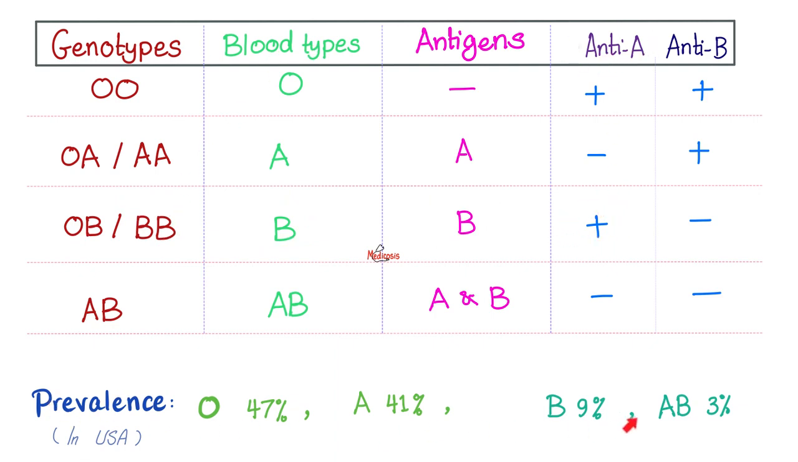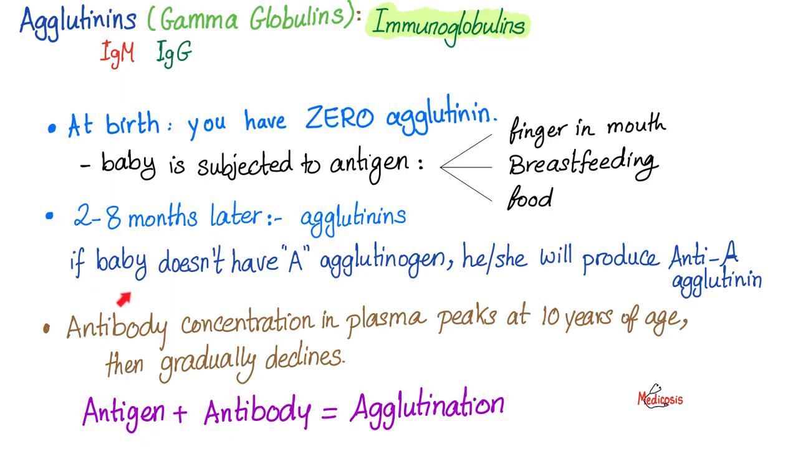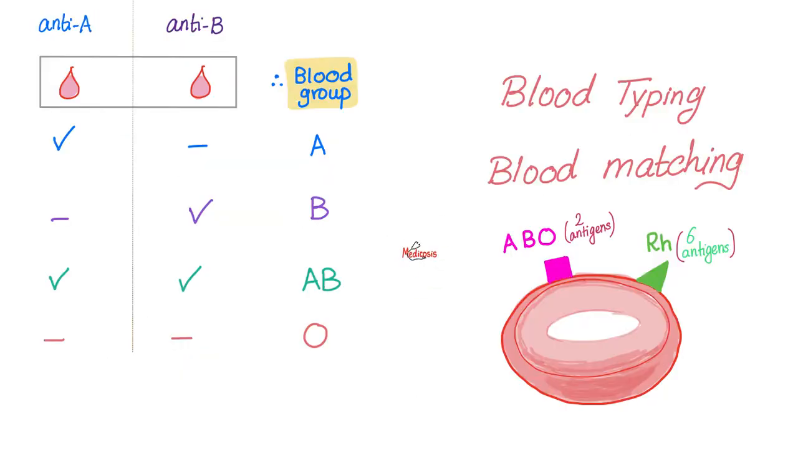Prevalence among the population is here. This is different from one country to another. If the baby does not have blood group A as an antigen, the baby will have anti-A antibodies. You should be very careful of this because of blood transfusion. If you made a mistake, agglutination can happen, hemolysis, which is destruction of my red blood cells, and bleeding. That's not cool. Hey, Medicosis, how do I know my blood group?